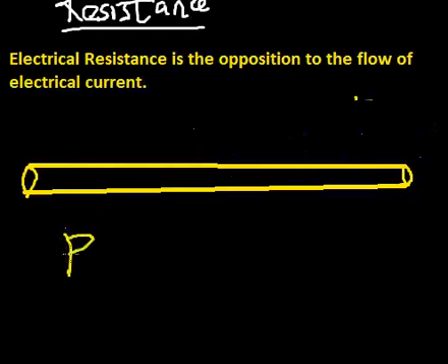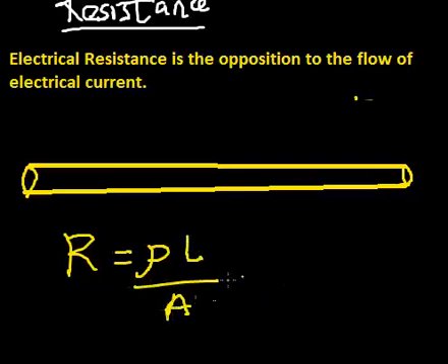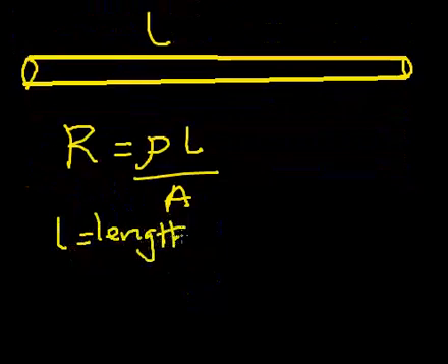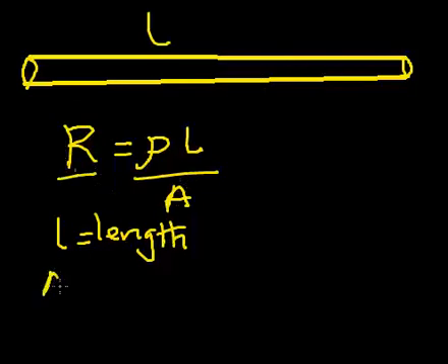So resistance is always given by this formula: resistivity multiplied by length divided by area. This is the formula for resistance. Okay, so this L here is the length of the conductor. So from this formula, we can simply say that as the length of the conductor increases, the resistance also increases, okay? Then, the area A here is the cross-sectional area.